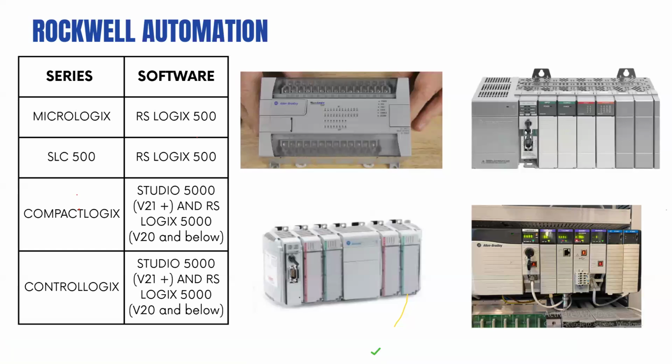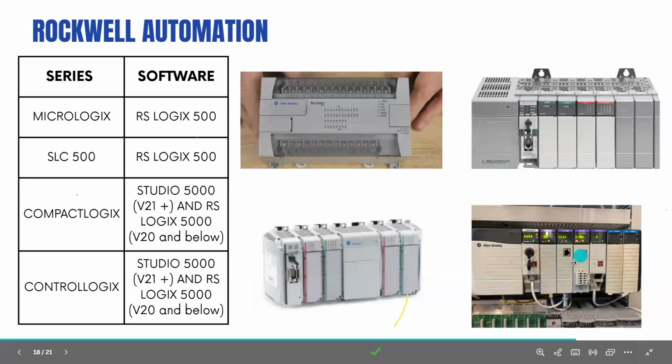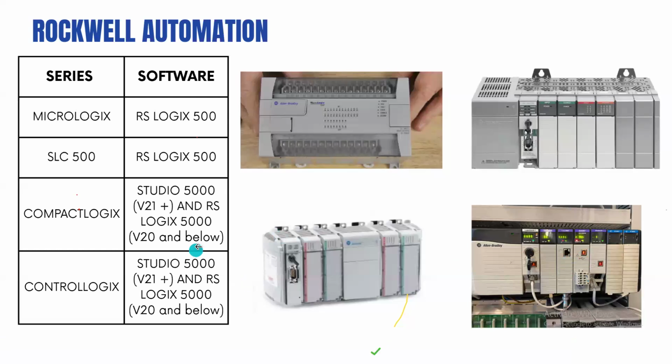Same thing for ControlLogix, which is the high end. All these are programmed using two pieces of software. For anything from version 20 and below, the software is called RSLogix 5000, while for version 21 and above, it is Studio 5000. If you hear people say RSLogix 5000 or Studio 5000, it is basically a firmware distinction. Anything for version 20 is RSLogix 5000; version 21 and above is Studio 5000.